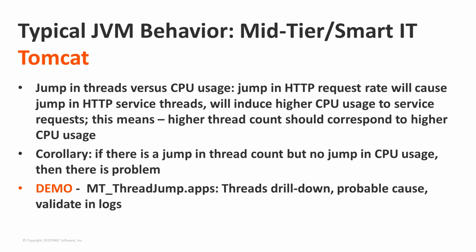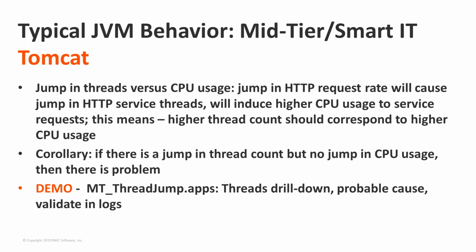In our case, it is the number of HTTP requests coming in. If the number of HTTP requests are coming in, and all these threads are created to service those requests, then the expectation is that the CPU usage will also go up, because the CPU needs to service all those requests. So the corollary is this: if there is a jump in thread count, but there's no jump in CPU usage, then we're encountering a problem.